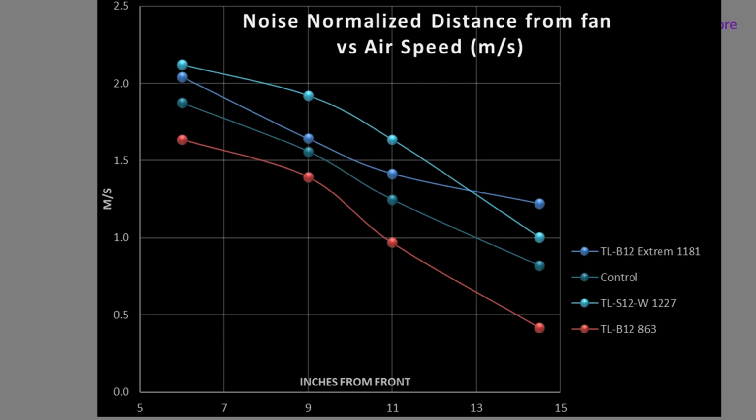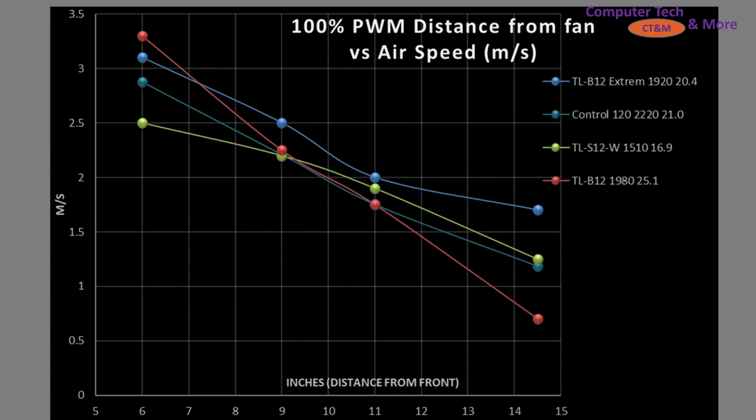I would need to implement more testing, and that is a future growth for this channel. At 100% PWM fan signaling, the Extrem is strutting its stuff because RPM equals more airspeed, usually, and it is kicking butt. Now, a notable note: the TL-S12 is keeping up really well at the 9, 11, and 14-inch marks. It's not too far behind, and it's outperforming my control very well.